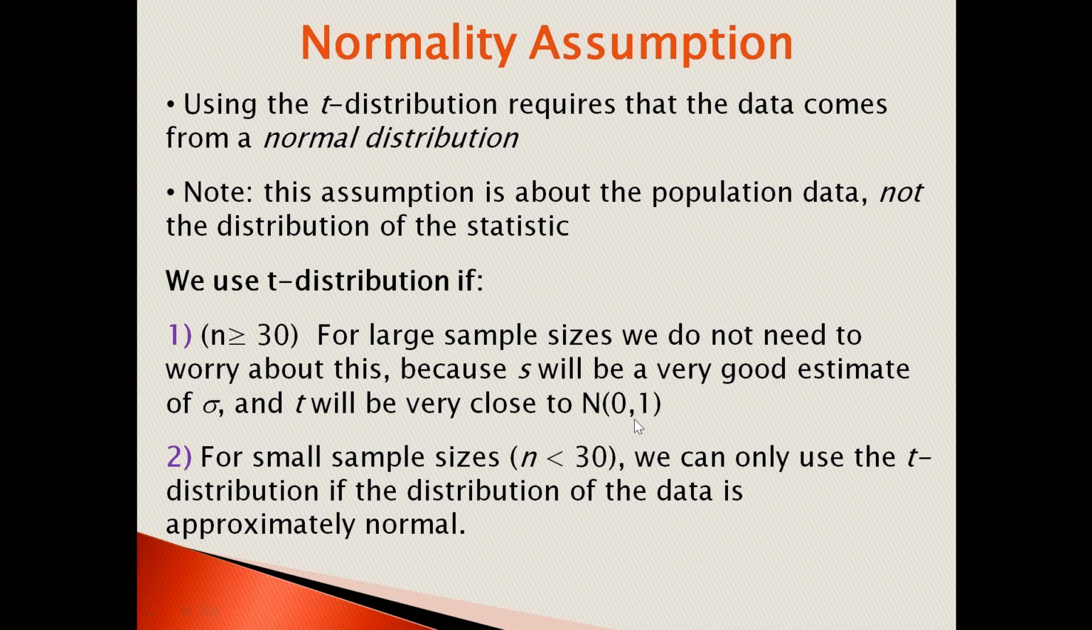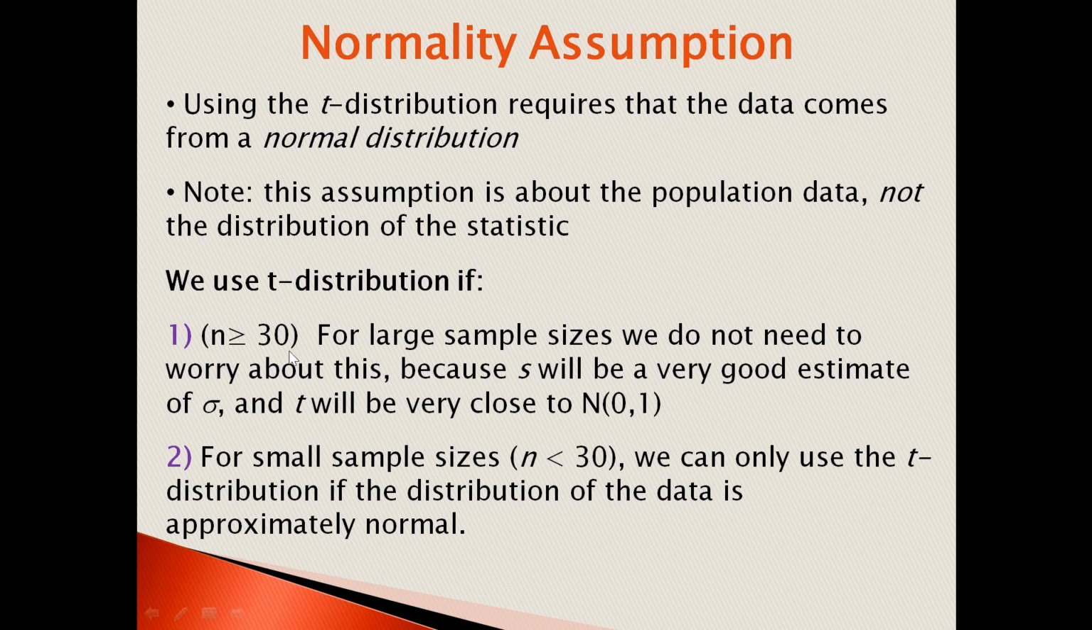As I said, if you have the standard deviation of the population and your sample is large enough, you can go ahead and use the normal distribution. However, in most cases, we don't have the population standard deviation. But even then, we have to have some criteria to use the t-distribution. So the t-distribution is used in one of those two cases.